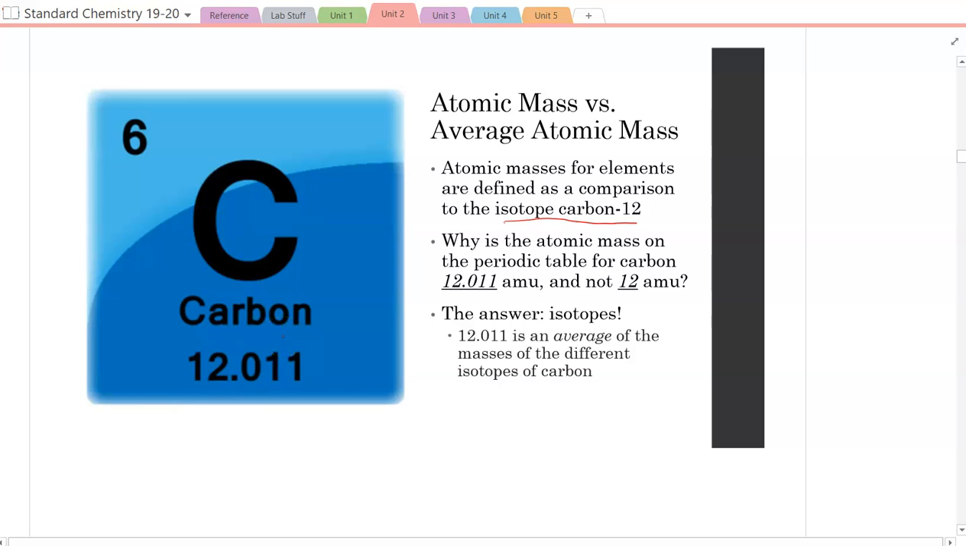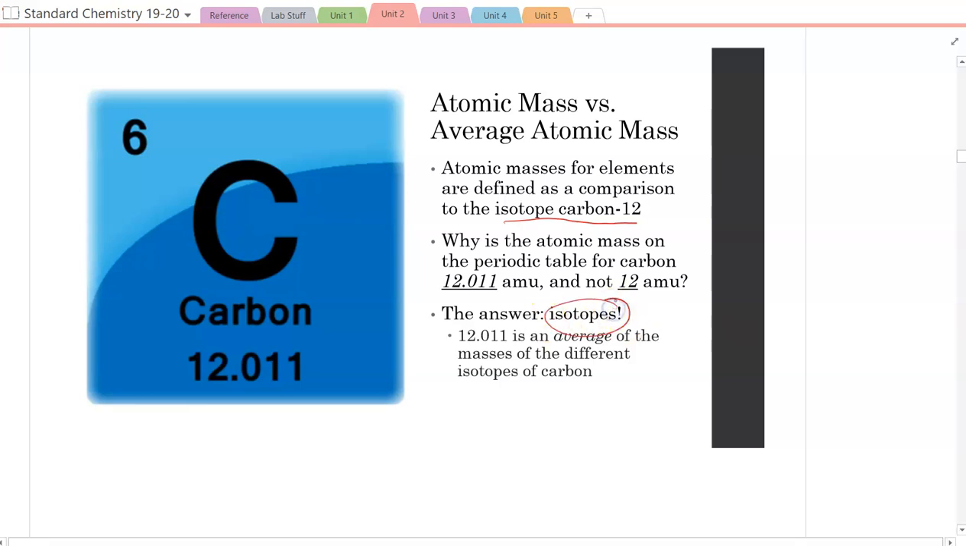Why is this atomic mass on the periodic table not just 12? Why is it 12.011? Why are there decimals here when we decided earlier that it's exactly 12? Well, remember that this doesn't say carbon-12 specifically. It just says carbon generically. And remember, there's not only one type of carbon. There's many types of carbon. There's many isotopes of carbon.